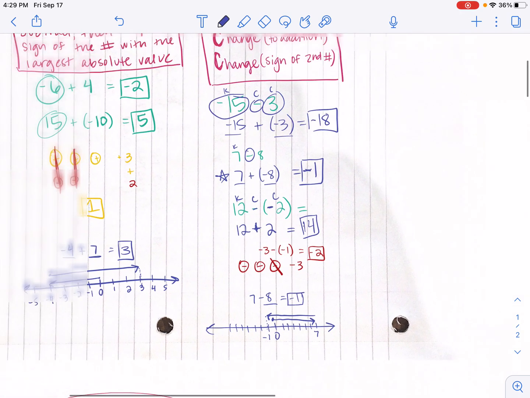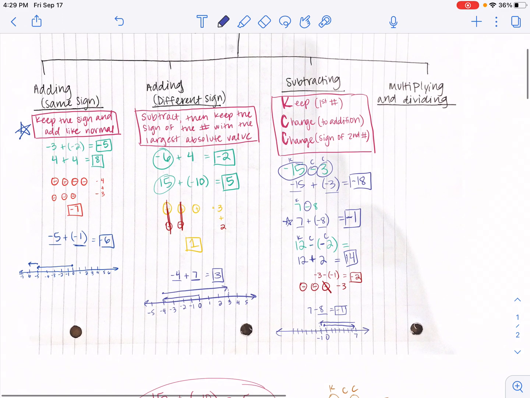So that is what your thinking map should look like now, and we will do multiplying and dividing later.